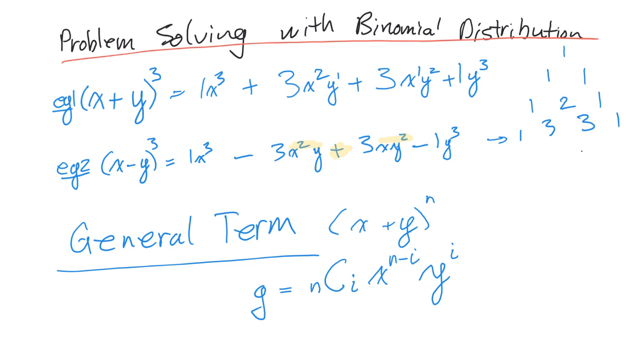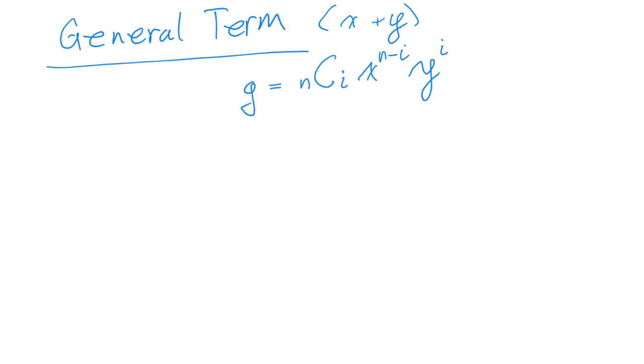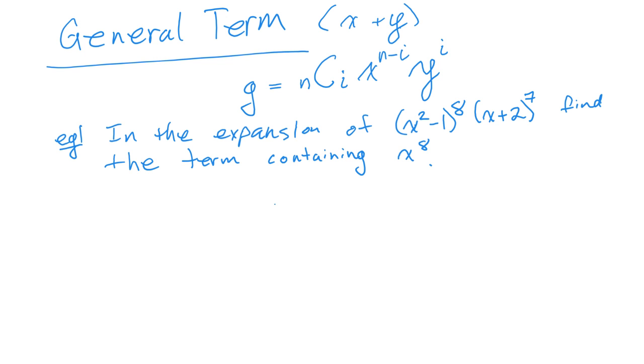So here's a type of problem that I would like you to be able to do today. So right now we're saying the general term for any specific term in our expansion is going to be given by this equation: the combination of nCi times x to the n minus i, y to the i. We're going to use that to our advantage today. Imagine I'm asking you to find the expansion of bracket x squared minus 1 to the 8 times x plus 2 to the 7, where I want you to find the general term that contains x to the 8.